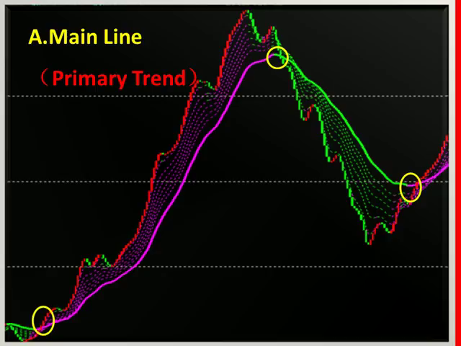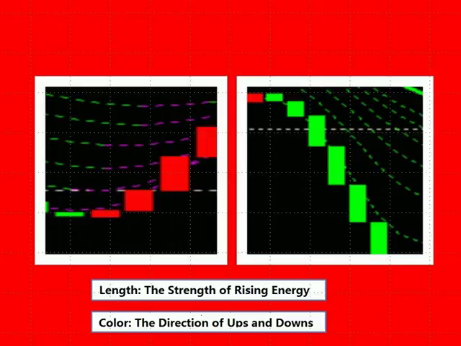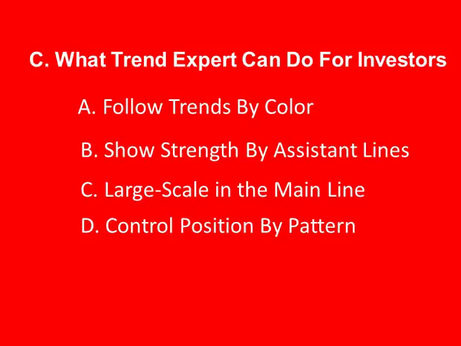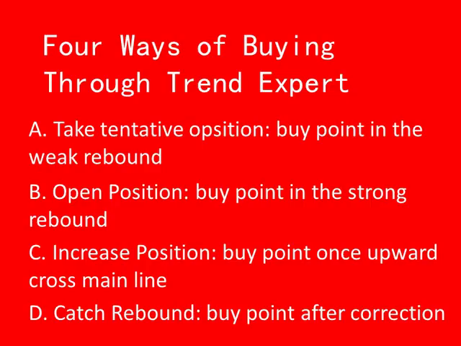Primary trend, we just follow the main line, and the length of the rising stage, and the color, the direction of ups and downs. This is the important thing: it is easy to identify the trend according to the color. The divergence and the concentration of the seasonal lines are important. So what can the trend expert do for investors? Follow the trend by color, show strength by assistant lines, large scale in the line, and control position by pattern. So four ways, this is the important thing you should remember in today's class.